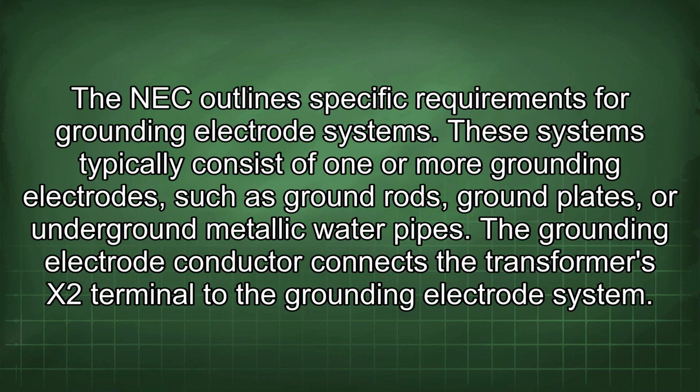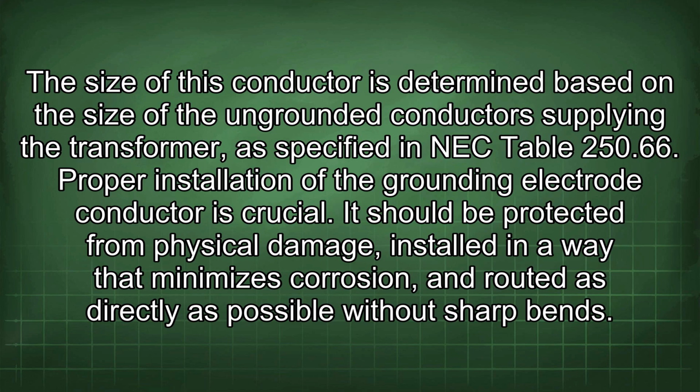The NEC outlines specific requirements for grounding electrode systems. These systems typically consist of one or more grounding electrodes, such as ground rods, ground plates, or underground metallic water pipes. The grounding electrode conductor connects the transformer's X2 terminal to the grounding electrode system. The size of this conductor is determined based on the size of the ungrounded conductors supplying the transformer, as specified in NEC Table 250.66.